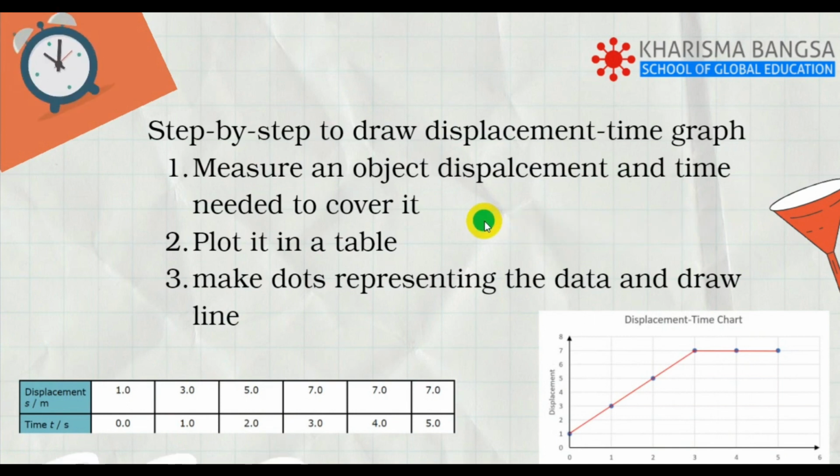Here are some steps to draw displacement time graph. First, measure an object's displacement and the time needed to cover it. Second, plot it in a table. And third, make dots representing the data and draw the line.